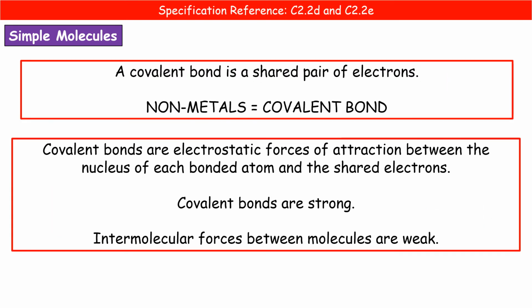The third type of bonding is the covalent bond. So we've looked at ionic, we've looked at intermolecular forces. Now we're going to have a look at covalent bonds. And the definition of a covalent bond is a shared pair of electrons. When do we get a covalent bond? Quite simply, when non-metals join together. So if we've got non-metal atoms joining together, between them is a covalent bond, a shared pair of electrons.